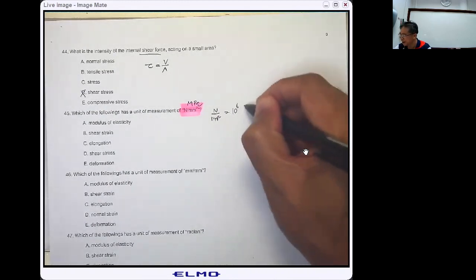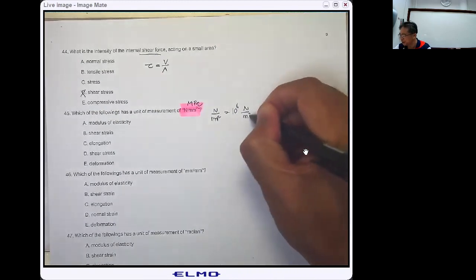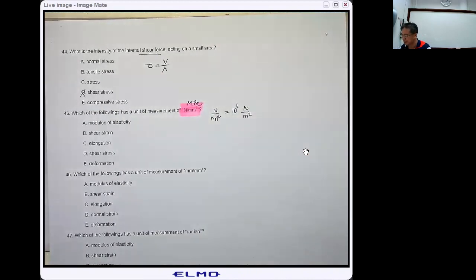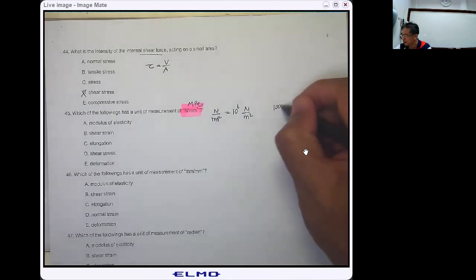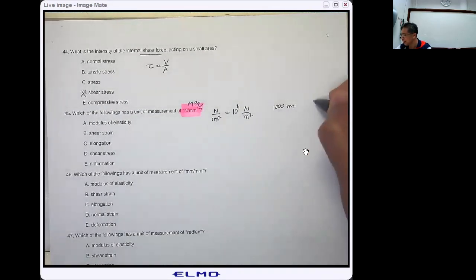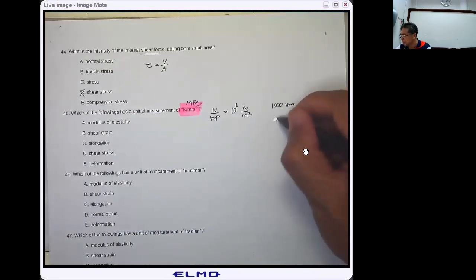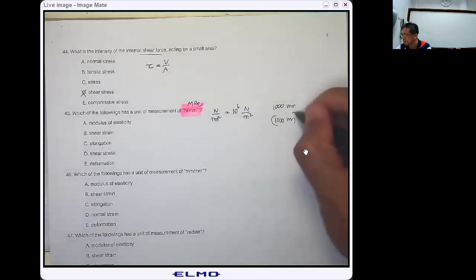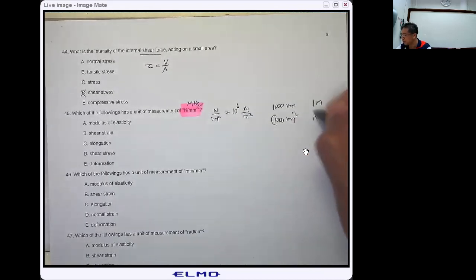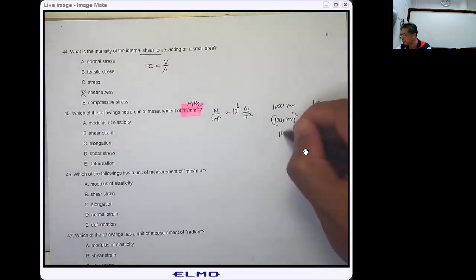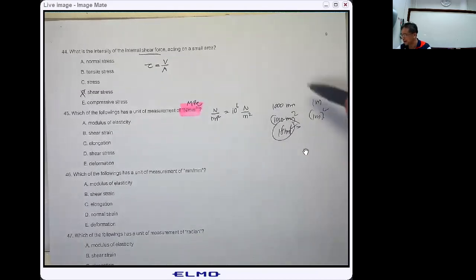It's going to be 10 power 6 Newton per square meter. And you know that 1000 millimeter is equal to 1 meter, if you power it by 2, then 1 square meter is going to be 10 power 6 square millimeter. Okay, and then it's going to be equal like this.